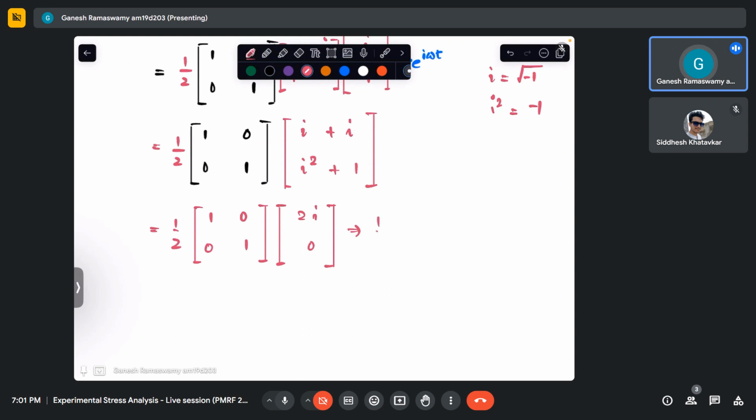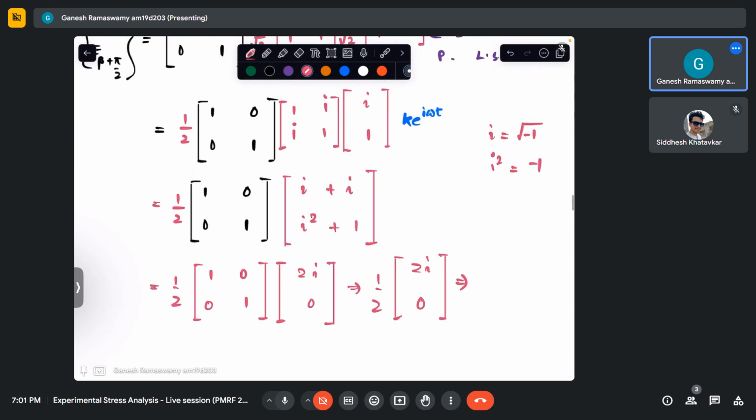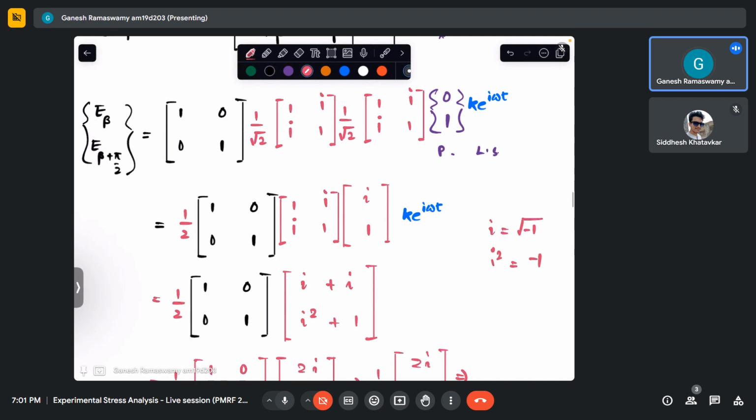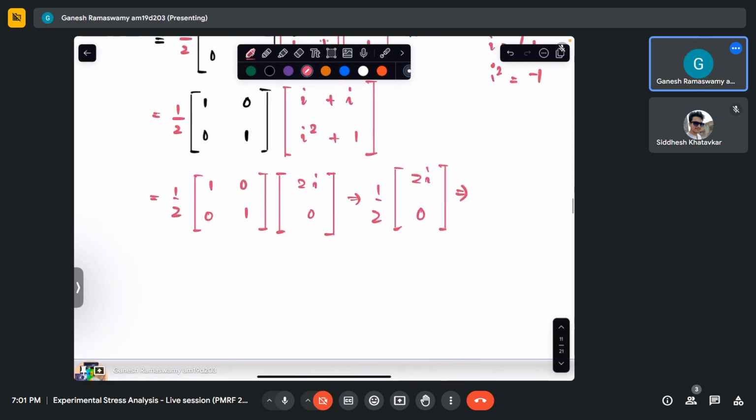So let us further multiply this out. This is 1 by 2 into 2i, and this is 0, 0 totally. So this gives me i and 0. And let us not forget, we'll have the factor e to the i omega t.